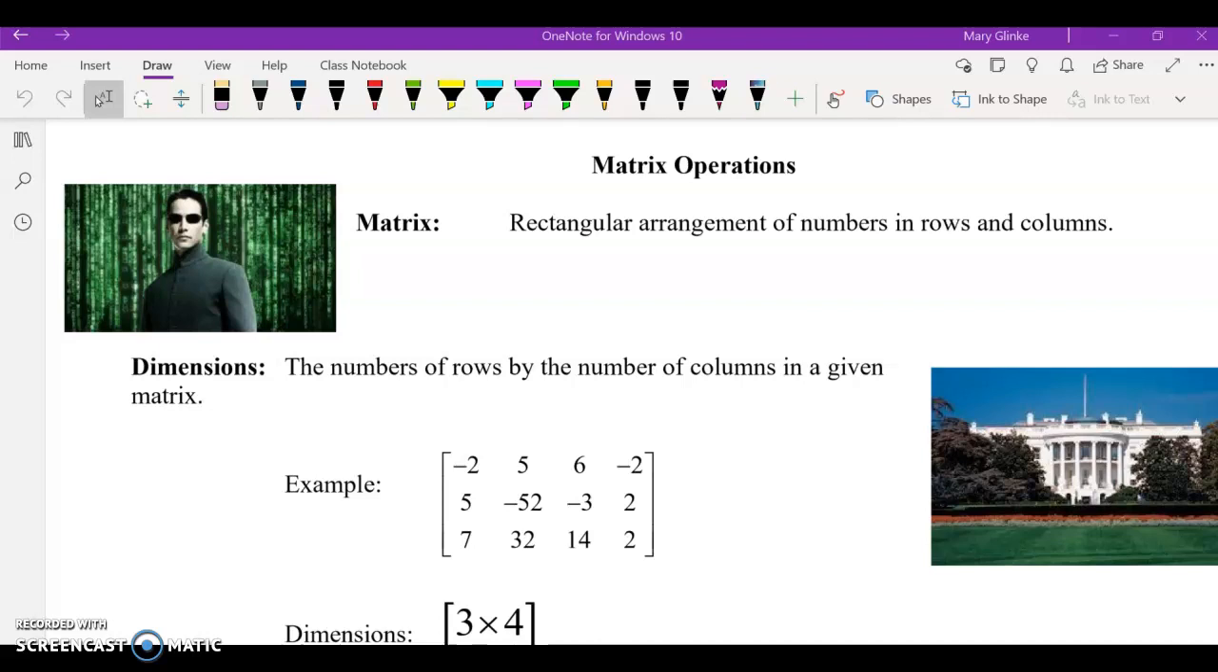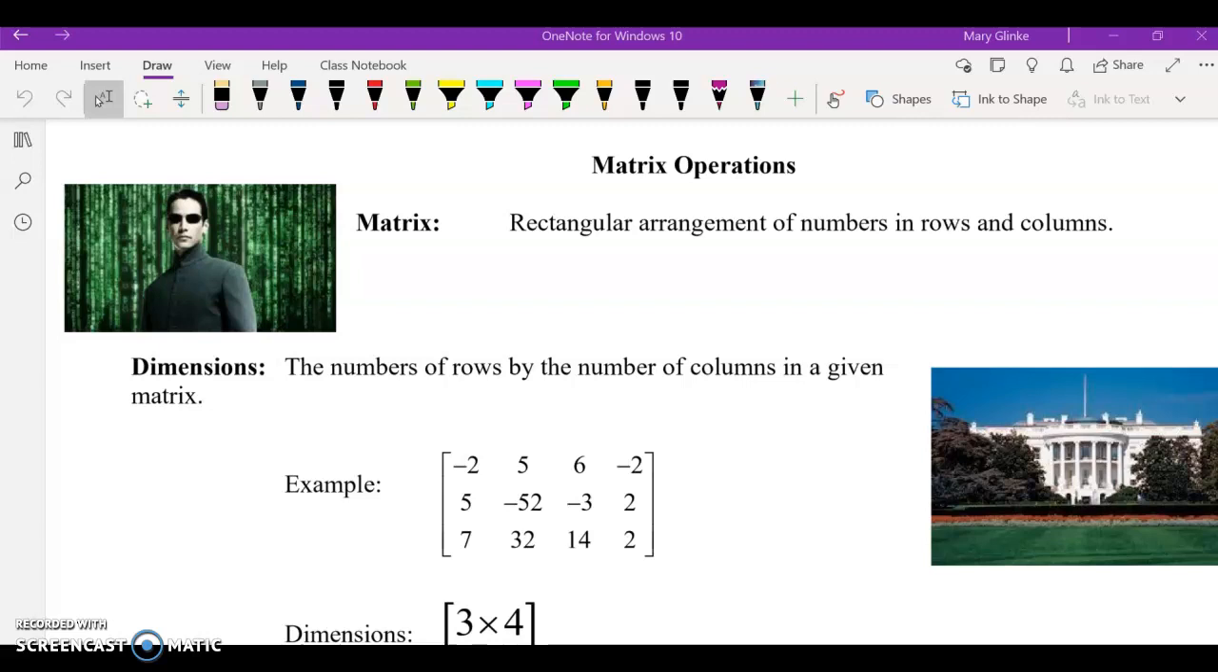Today we are starting a new unit on matrices. So the main topic for today is going to be matrix operations. Now, when we say matrix, a matrix is an arrangement of numbers in rows and columns. It's not the movie The Matrix like you might have thought originally.